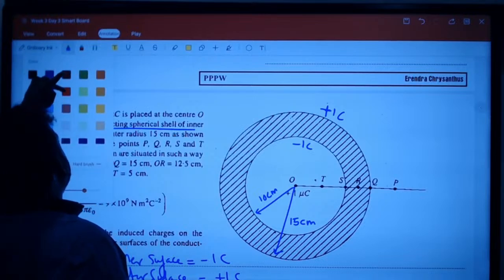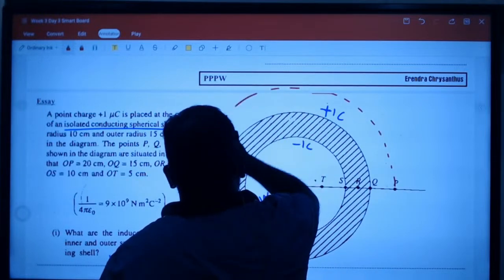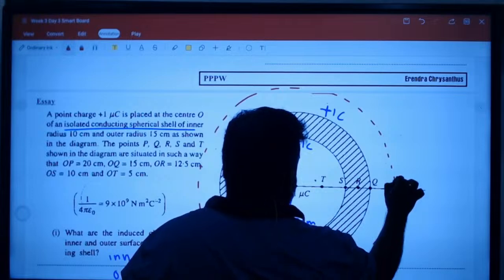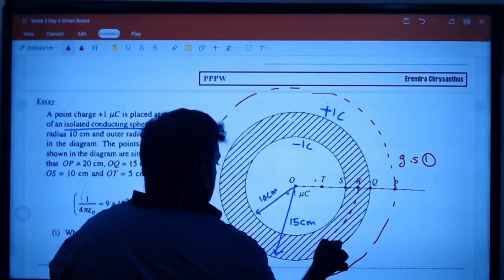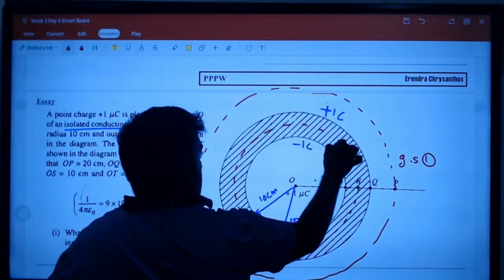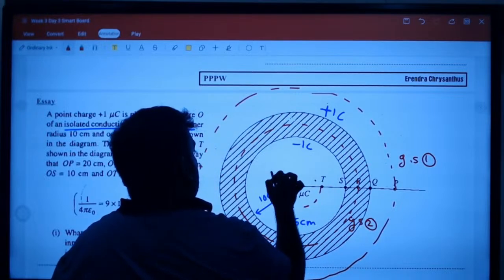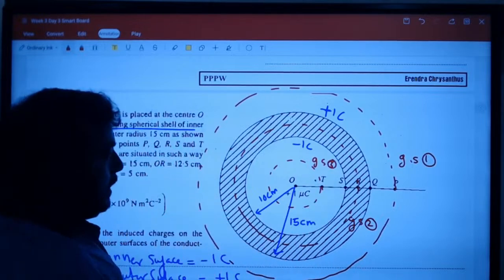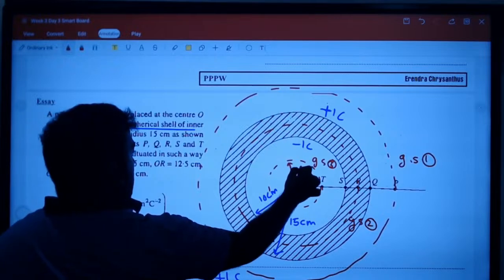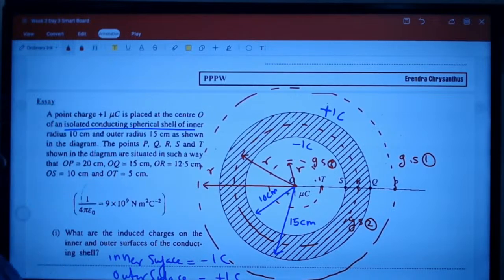I need to draw a Gaussian surface. P, R, T. Gaussian surface 1, R, Gaussian surface 2, T, Gaussian surface 3. You can take the variable distance as simple r.